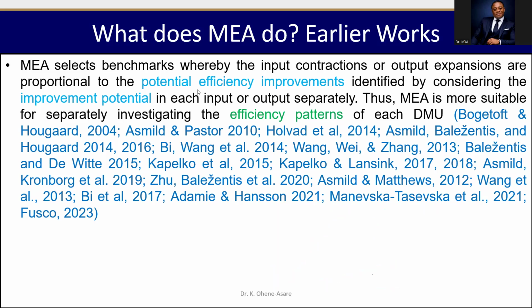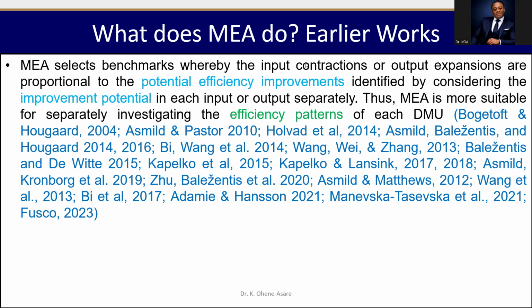So what MEA is doing is that it's selecting benchmarks. It's not selecting real DMUs. It's not selecting peers. It's benchmarks. And these benchmarks, once it selects them, it does an input contraction. So it reduces the input or increases the output proportional to the potential improvement. This word is very important. Proportional to the potential efficiency improvement.